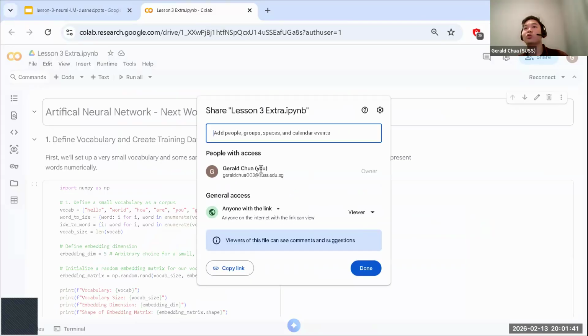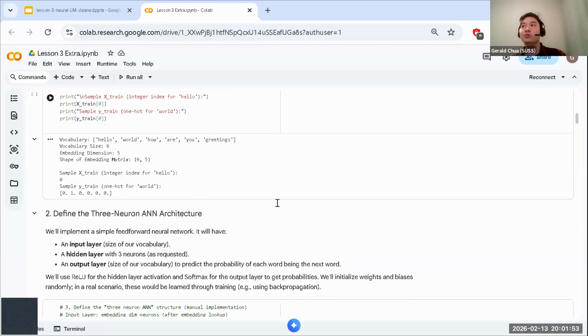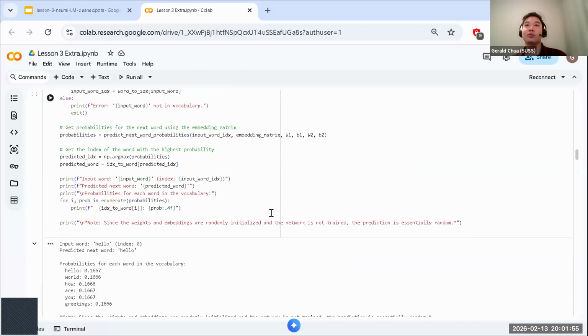We'll be using this notebook for most of today. So if you're bored, you can just scroll through and read the code if you want to, because most of the content will be from here lah.